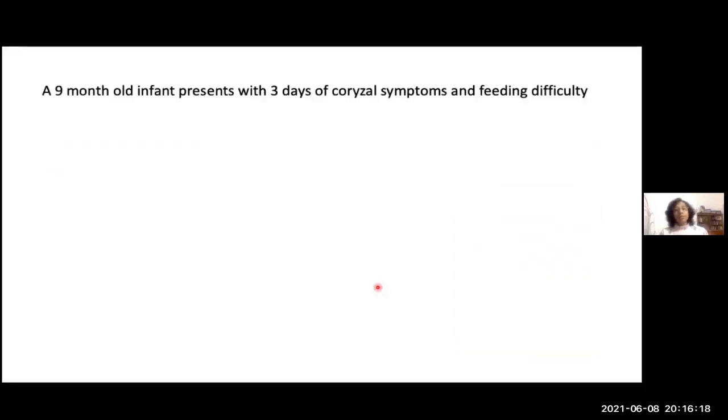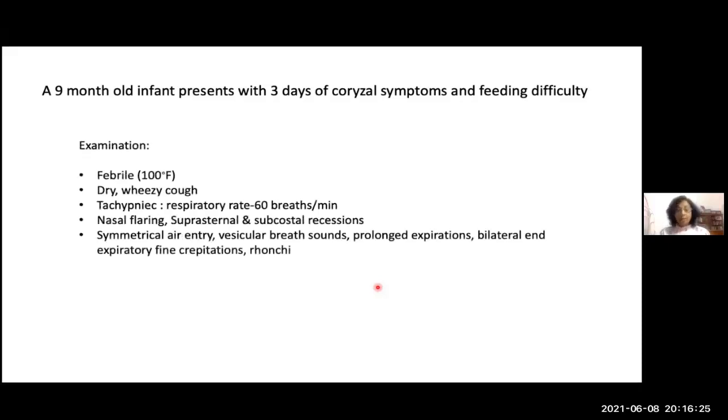A 9-month-old infant presents with 3 days of coryzal symptoms and feeding difficulties. And on examination, you find that the baby is febrile with 100 degrees Fahrenheit, a mild to moderate fever, has a dry, wheezy cough, is tachypneic with a respiratory rate of 60 breaths per minute, has nasal flaring, and also has suprasternal and subcostal recessions. On auscultation, you find symmetrical air entry, vesicular breath sounds, prolonged expirations with bilateral expiratory fine crepitations and rhonchi. So what could be your clinical diagnosis based on this information?